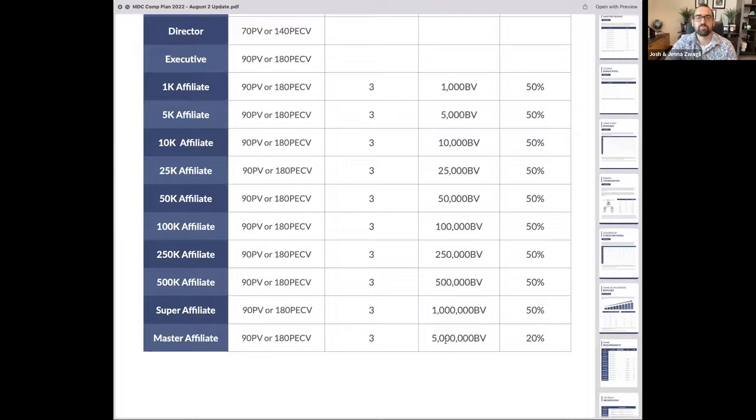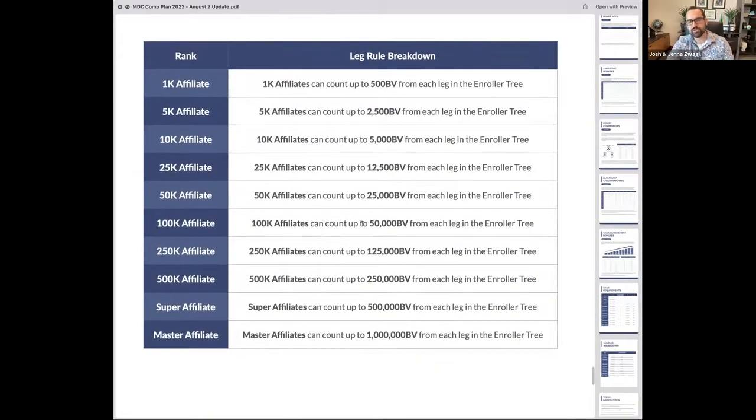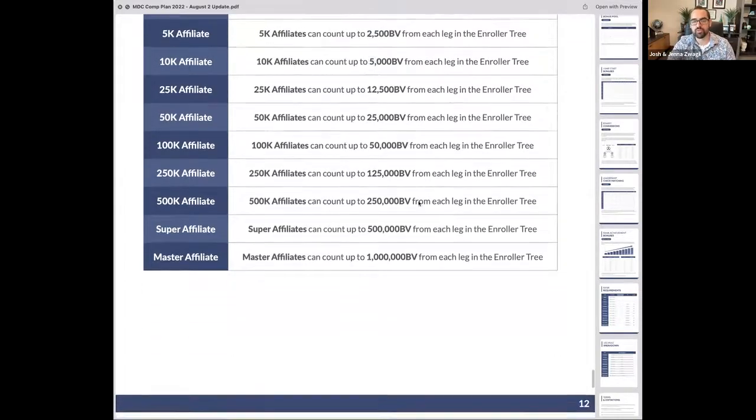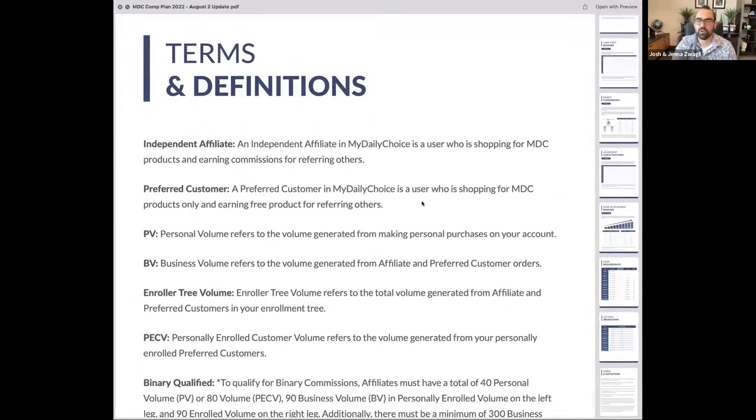And as I scroll down here, you'll see this is a leg rule breakdown. So if you're looking for a cheat sheet on how much you can count from each leg at each rank, this is a cheat sheet that you can use. You can see that at 1K, you count 500 from each leg. At 5K, you can count 2,500 from each leg. At 10K, 5,000, and so on. And so you can read through that cheat sheet, and then there's some terms and definitions.